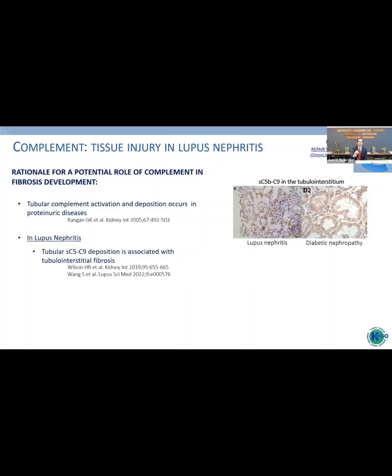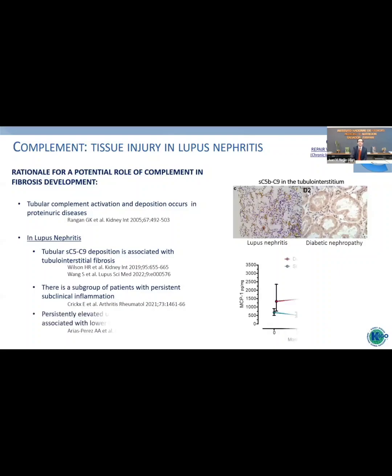Particularly in lupus nephritis, these deposits of the membrane attack complex have been associated with a worse prognosis and have been shown to occur even in patients without active inflammation, patients with chronic biopsies. And we know there is a group of patients with lupus that, although they have a partial response, remain with subclinical inflammation. They remain expressing some biomarkers, like MCP1, as I show you in this graph, and these patients are the ones who progress in their kidney disease. So maybe there's also a role for complement inhibition in this chronic phase, not only in lupus nephritis, but in many proteinuric diseases.